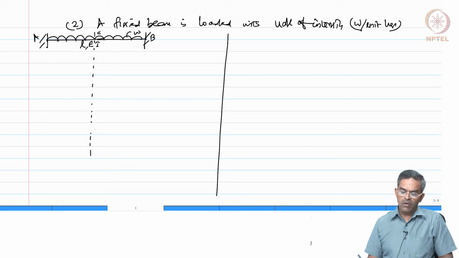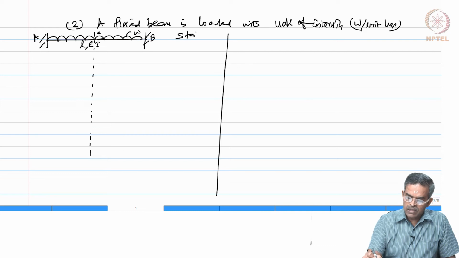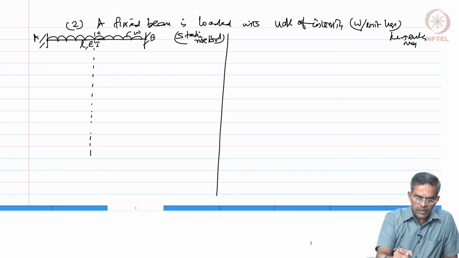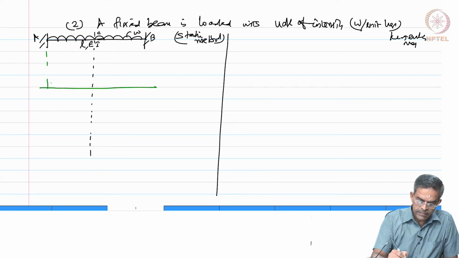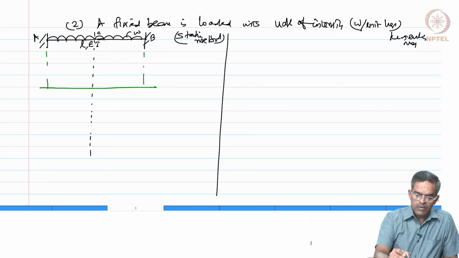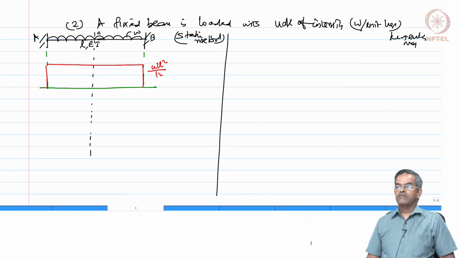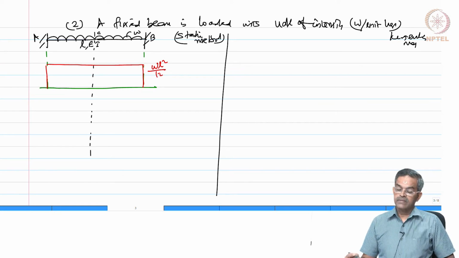We must first draw the static admissible bending moment diagram, the static method, and this is the kinematic method. Let us draw that. So, I am drawing the statically admissible bending moment diagram. Let me draw the fixed end moment diagram separately. We all know this intensity is WL square by 12, standard first semester engineering mechanics.